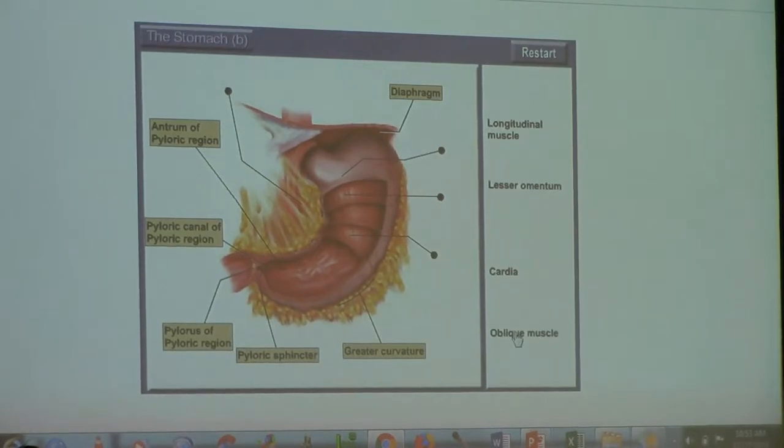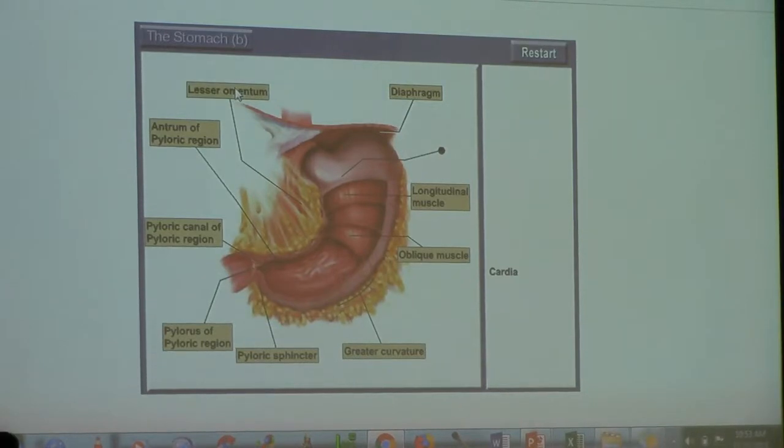That's right. So this is the oblique muscle, and now I'm going to deprive one of you of an easy answer. This is the longitudinal muscle. Okay, so now, that's the lesson. So this is the lesser omentum connected to the lesser curvature, and this area right here is the cardia.